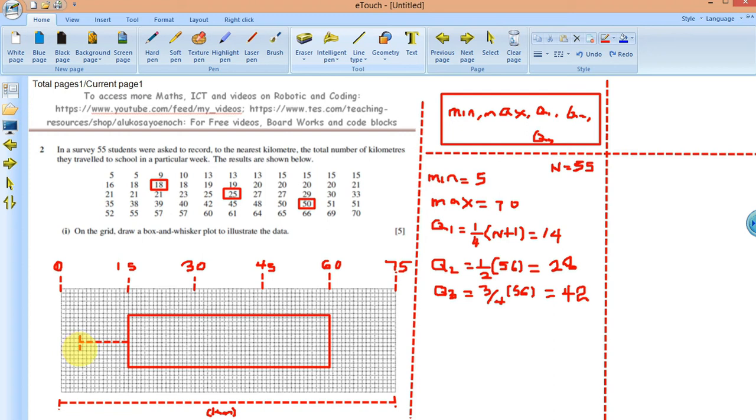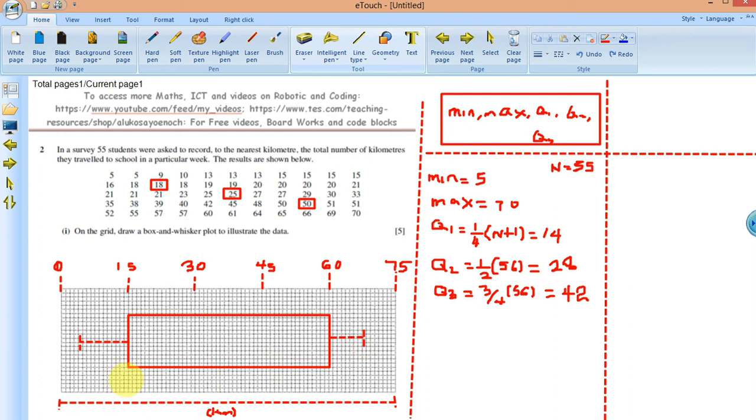Then I can go for my maximum. My maximum is 70. So this is 60. So 70 should be between 65 and 75. So this should be something like 70, in between the two. Okay, so this is pretty cool.